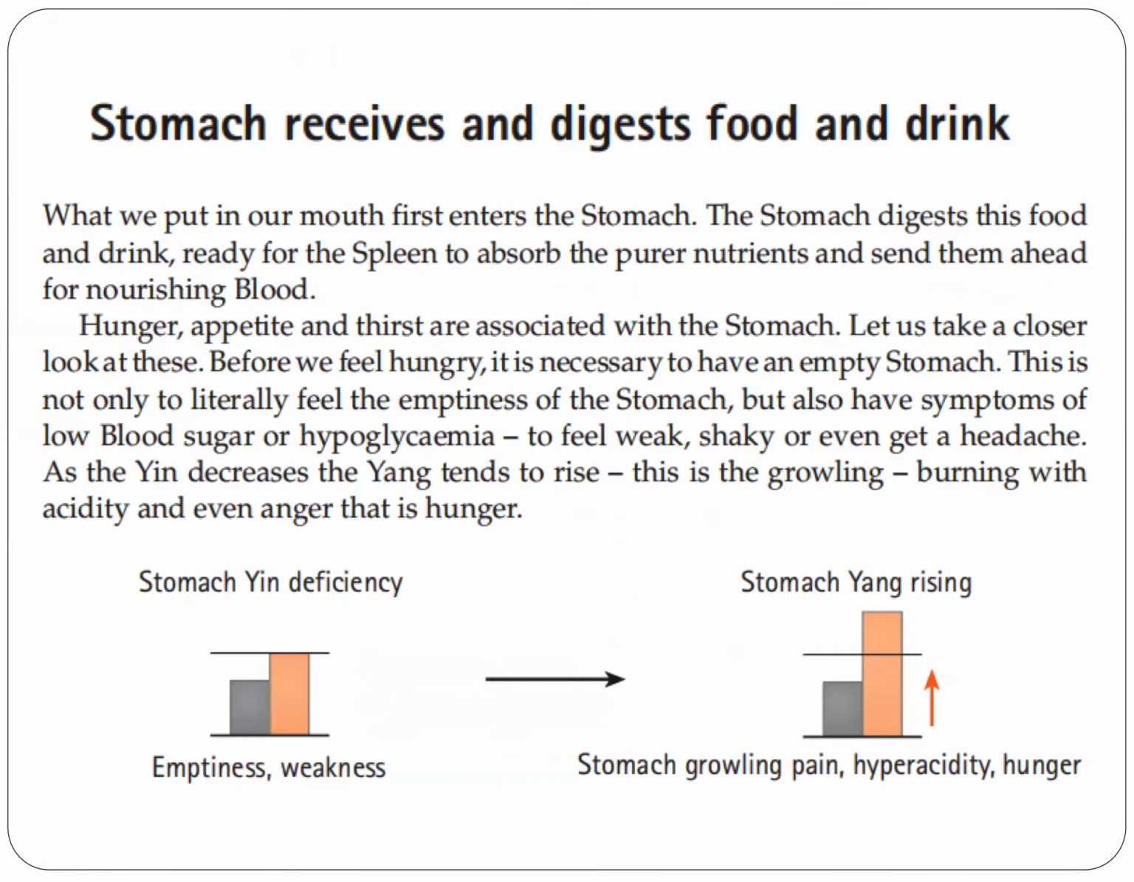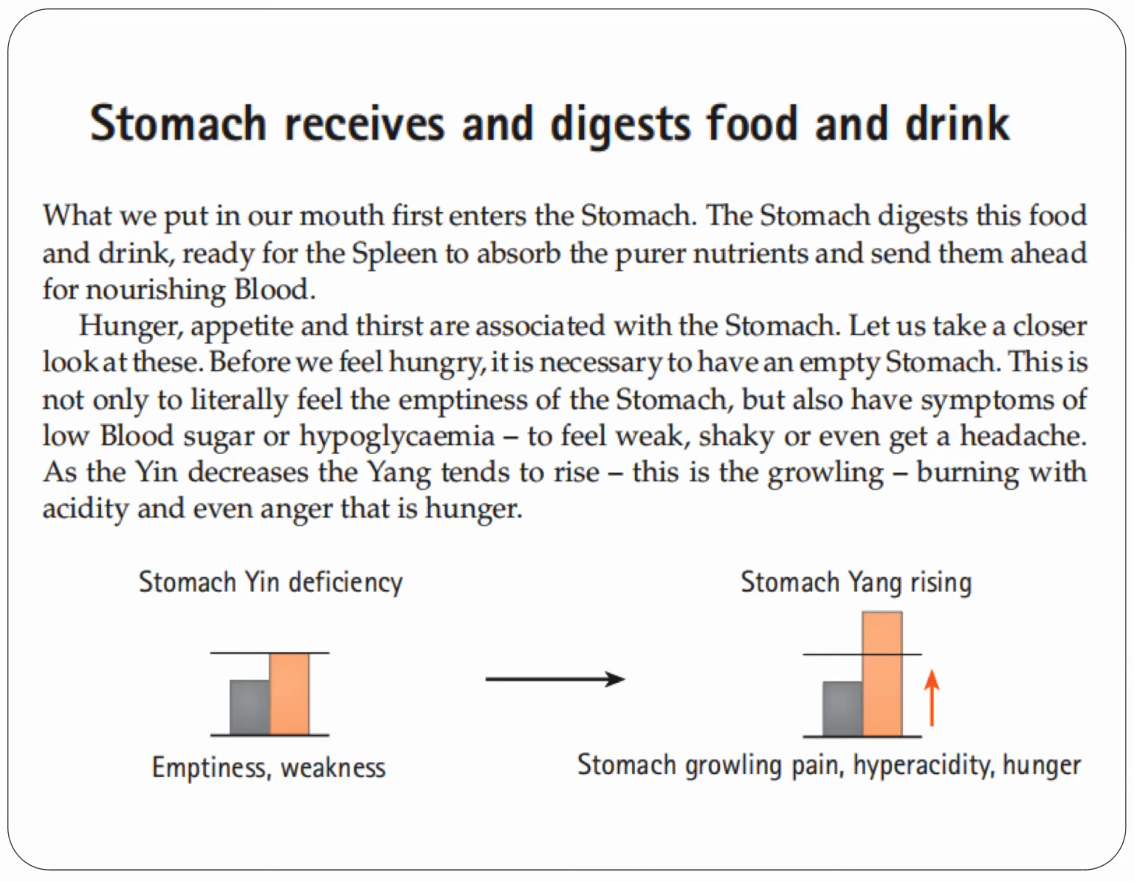Stomach receives and digests food and drinks. What we put in our mouth first enters the stomach. Stomach digests this food and drink, ready for the spleen to absorb the purer nutrients and send them ahead for nourishing blood. Hunger, appetite, and thirst are associated with the stomach.